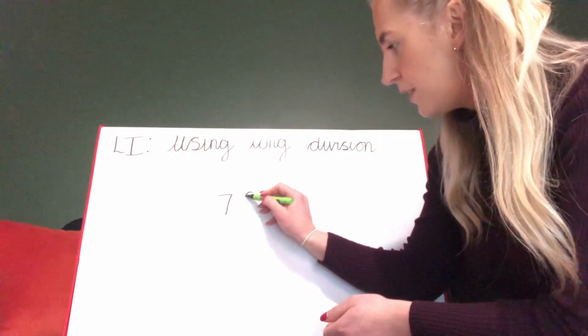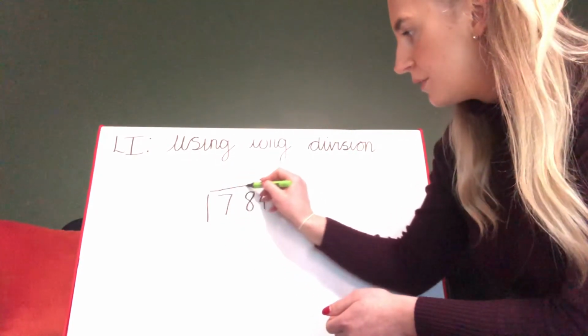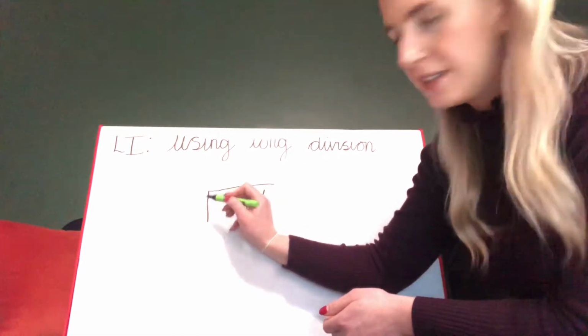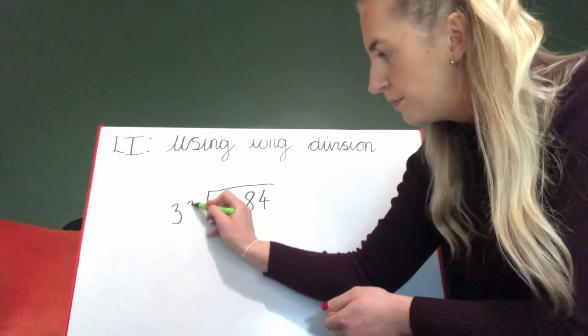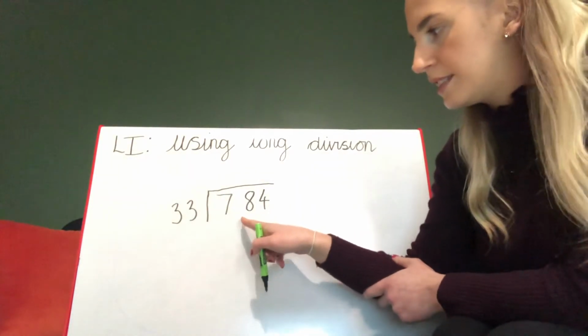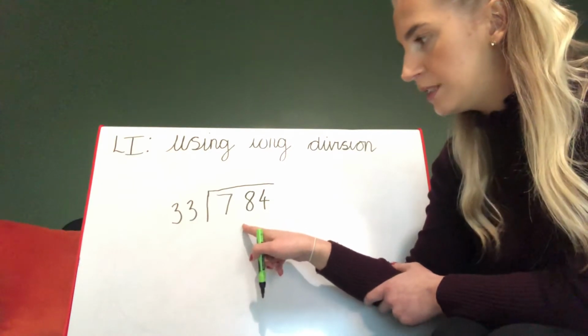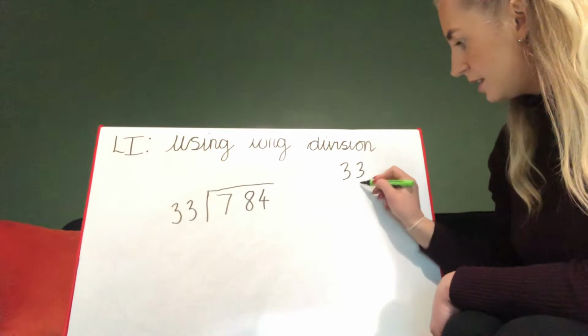So let's do 784 divided, that's not very neat, by 33. Okay, so how many times can 33 fit into 78? I'm going to say twice. Now let's check. 33 times 2.